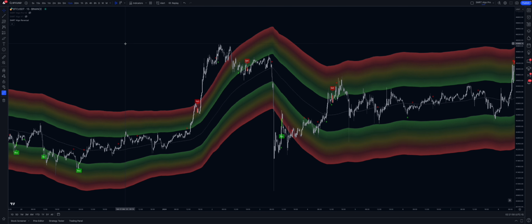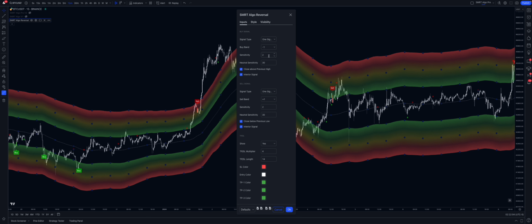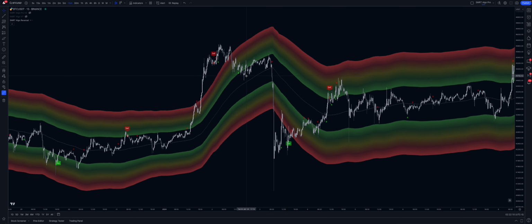One thing that you guys can do to increase the accuracy is to increase the sensitivity value of the reversal indicator. For example, right now you can see that I have 3 buy signals here and a couple of sell signals here. Well, if you click on the gear icon here and you increase the sensitivity from 2 to 3, you can see straight away that we have a lot less signals and that the signals generated are a lot more accurate.